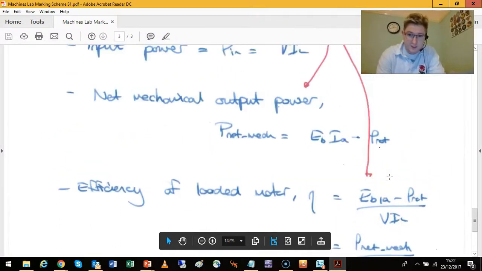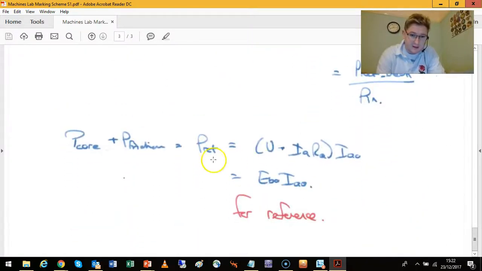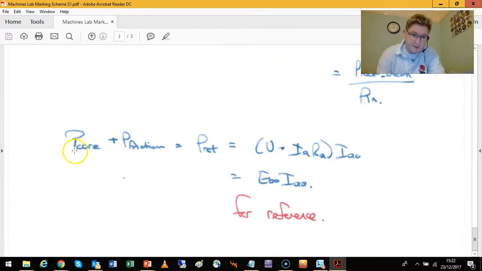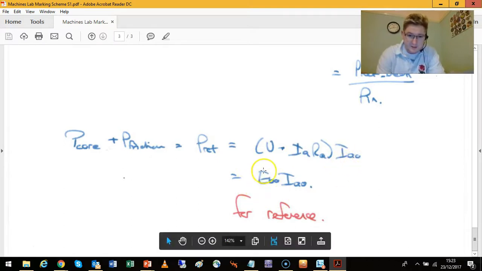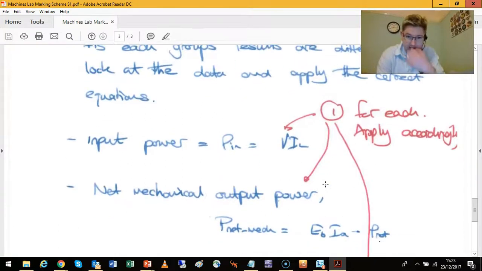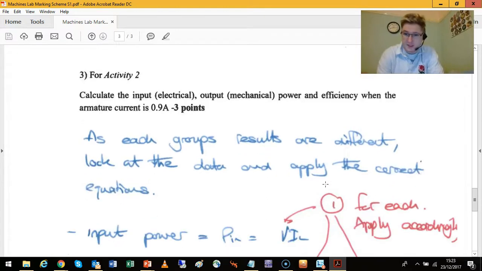So those are the equations. You can replay this video and have a look at how that works. Your P rotation that we had here is equal to the power in the core plus the frictional power, which is (V minus IA RA) times IAO, which is equal to EBO times IAO. Remember, EBO was the generated back EMF, and IAO is the current through the armature. So that was the way it was done last year. You had 1 mark for doing the correct calculation at each stage in the machines lab.